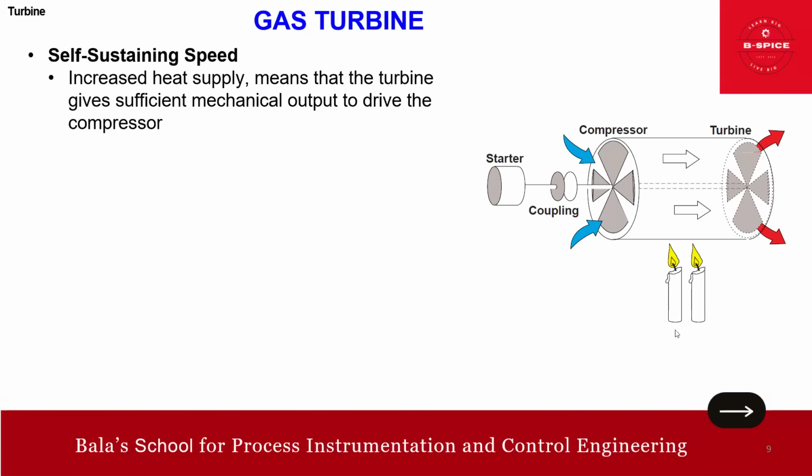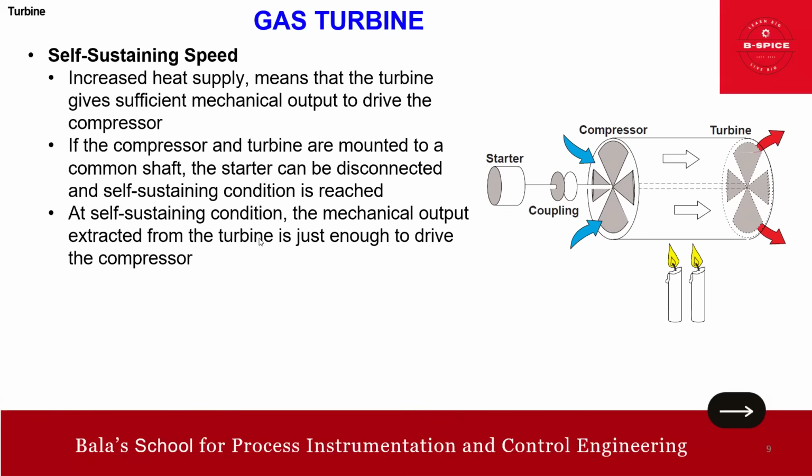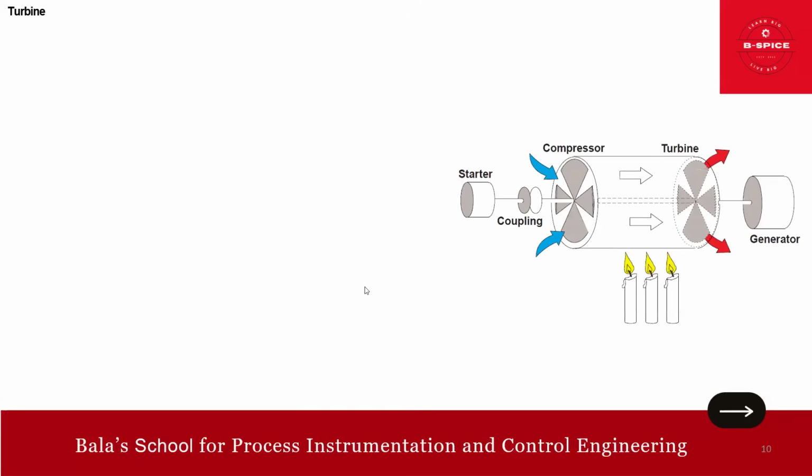So increasing the heat supply means the turbine gives sufficient mechanical output to drive the compressor, right? If the compressor and turbine are mounted on the same shaft, the starter can be disconnected because the self-sustaining condition has already been reached, right? At the self-sustaining condition, the mechanical output extracted from the turbine is just enough to drive the compressor. Now we have talked about self-sustaining.